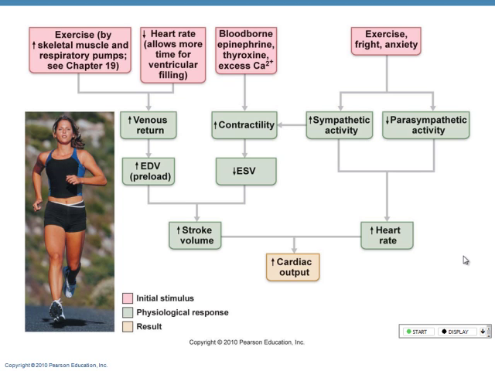Different developmental aspects of the heart. Don't worry about it. This diagram ties together some of the different things that affect cardiac output. So, exercise, skeletal muscle, and respiratory pump. We're going to talk about that in the next chapter. What's that do to cardiac output?